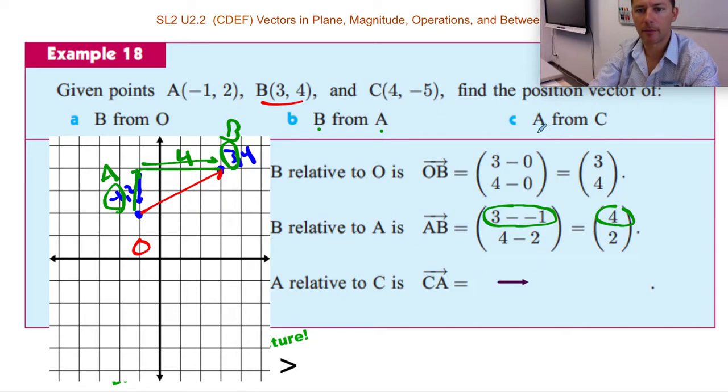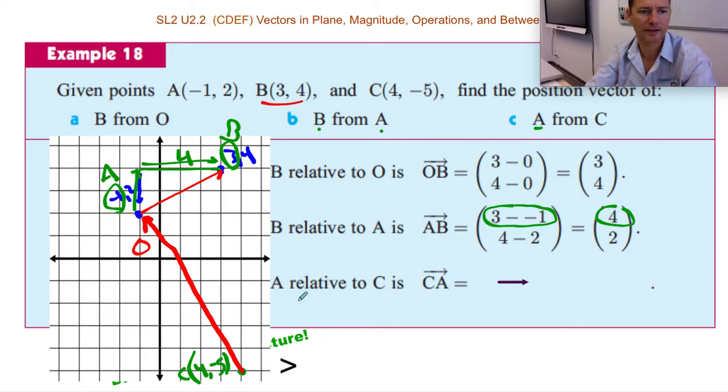Do the same thing to get to A from C. C is at 4, -5. So here's C. It's at 4, comma, -5. And we want to do the same thing. We want to go to A from C. Oh, my lines, my vectors are crooked.